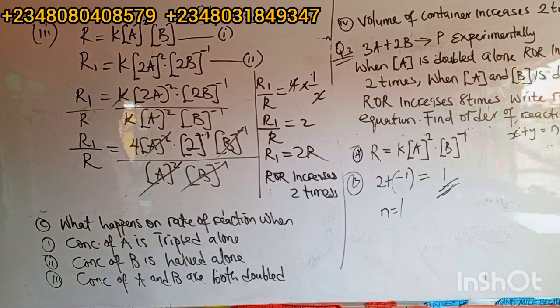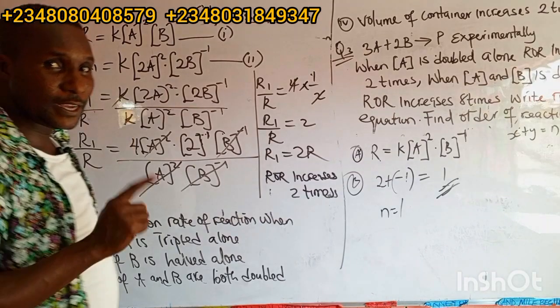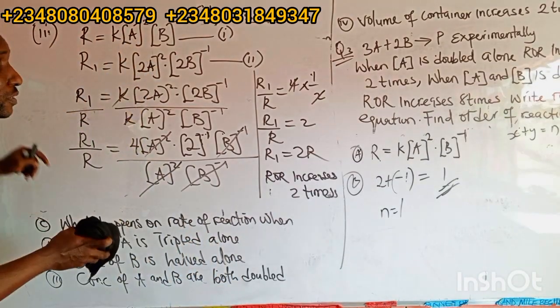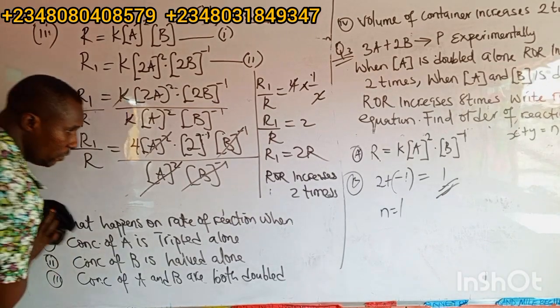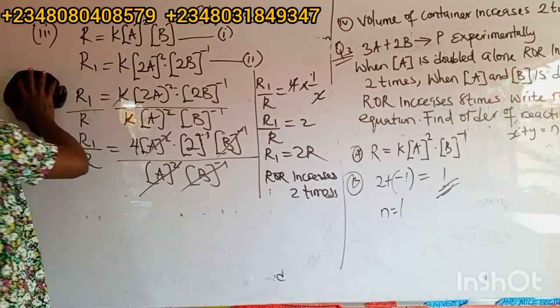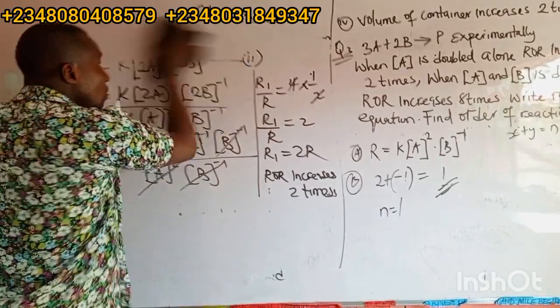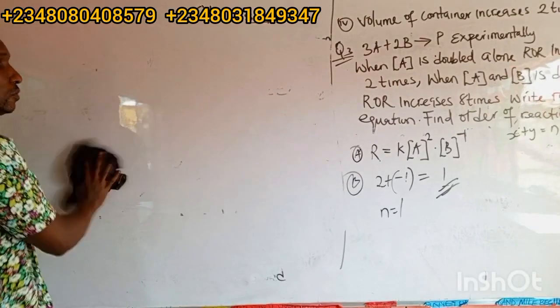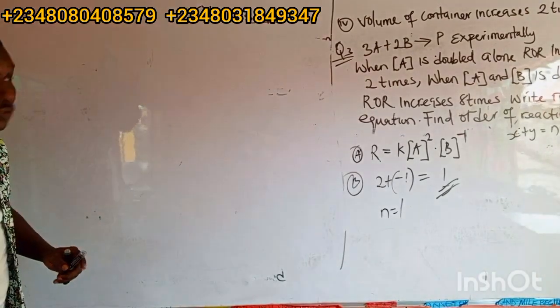Volume of container increases by 2 times. Volume increases by what? 2 times. That is Roman figure 4.